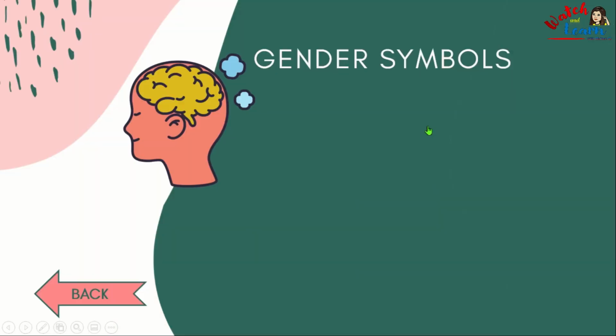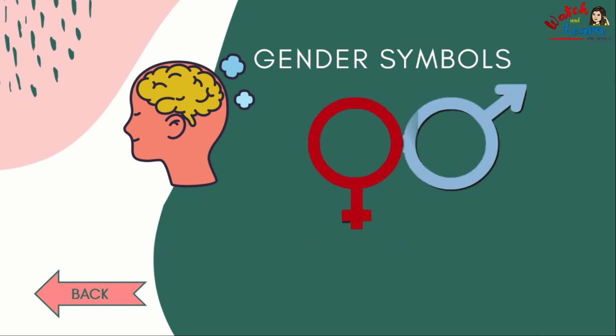A gender symbol is a pictogram or glyph used to represent biological sex and gender. Are you familiar with the gender symbol? Which is the female symbol? Which is the male symbol? The one with the cross is the female symbol, while the one with the arrow is the male symbol.